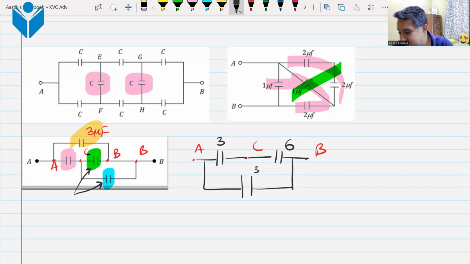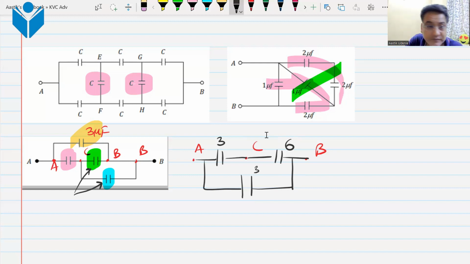Sometimes between resistance and capacitance, I add them wrongly. So 6 and 3 are in series, so it becomes 2. 2 and 3 are in parallel, it will become 5. Do we understand this? Yes, sir. Everyone understands this? Yes, sir.